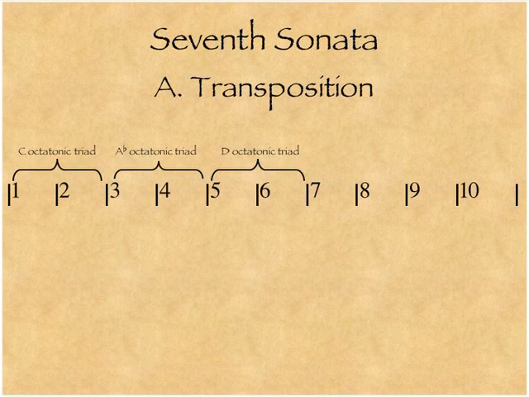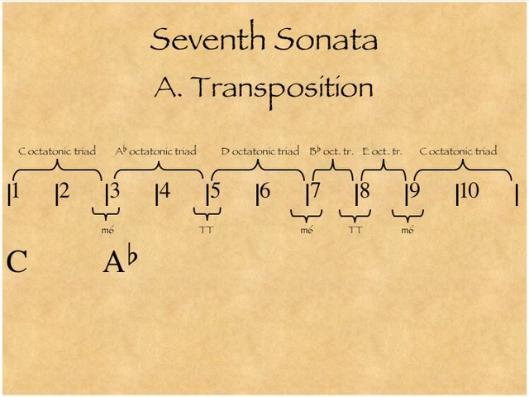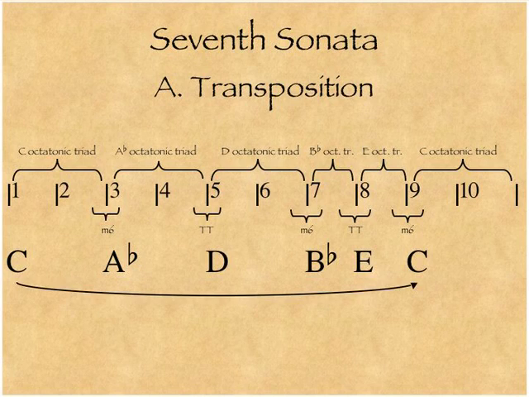The remainder of the octatonic triads in the first 10 measures of the piece are B flat in measure 7, E in measure 8, and C in measures 9 through 10. Thus, the intervals by which the octatonic triad is transposed through the first 10 measures are minor sixth, tritone, minor sixth, tritone, minor sixth. The roots are C, A flat, D, B flat, E, C, a circular progression that starts and ends with C.